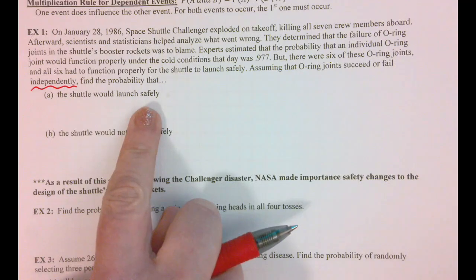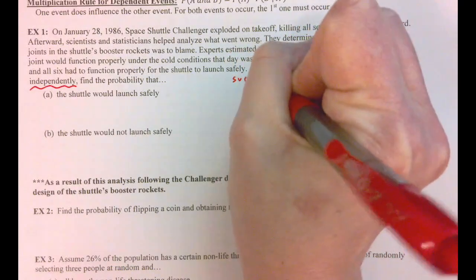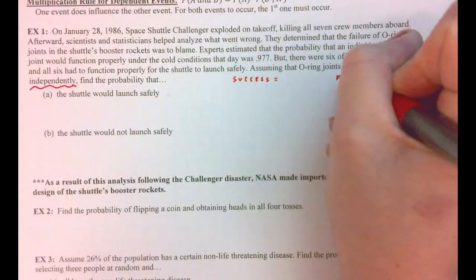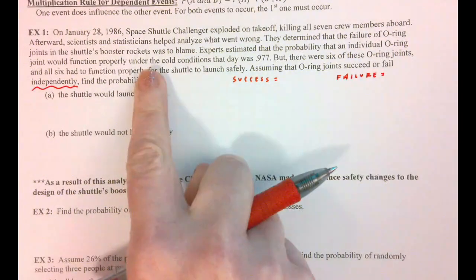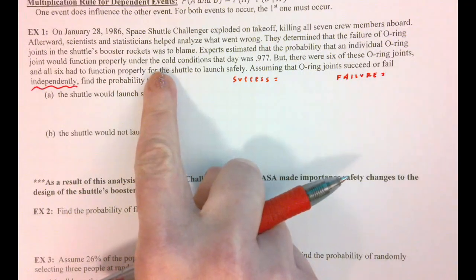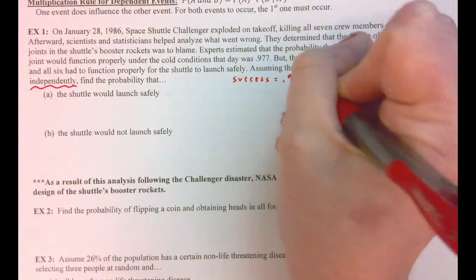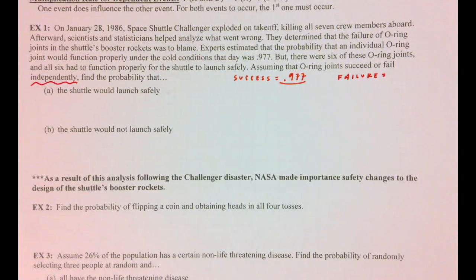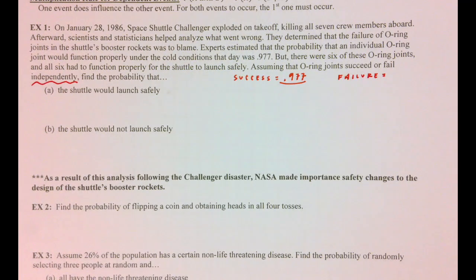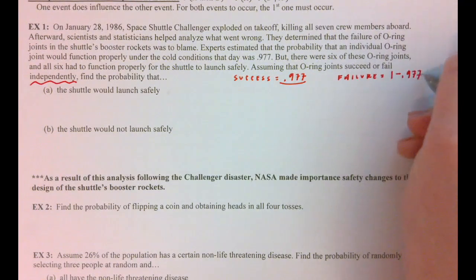Okay, so first I'd like to define what we deem success versus failure. So success, that an individual O-ring joint would function properly under the cold conditions of that day, is 0.977. So for one event to be successful, that chance is 0.977. Failure would be its complement. So 1 minus 0.977 would be 0.023.